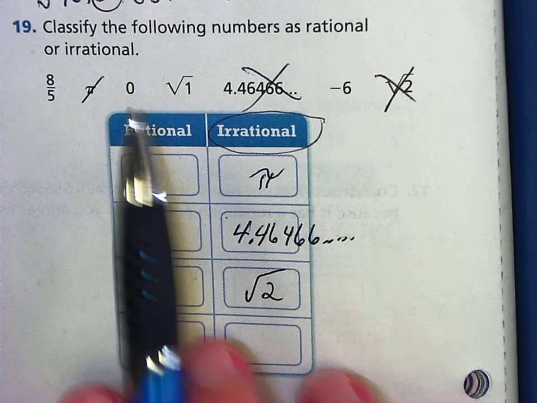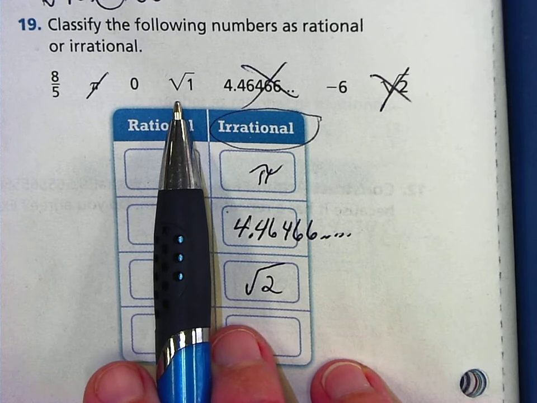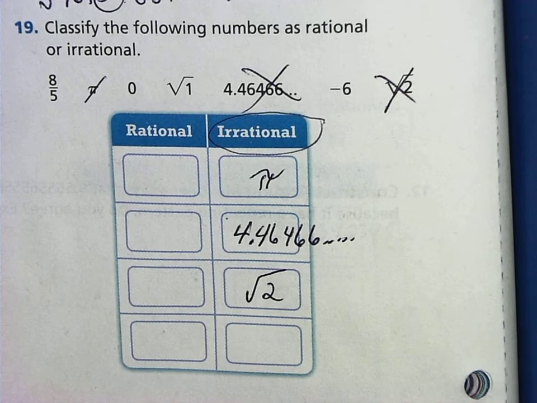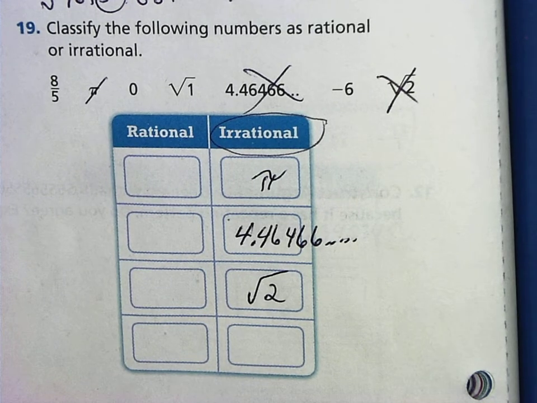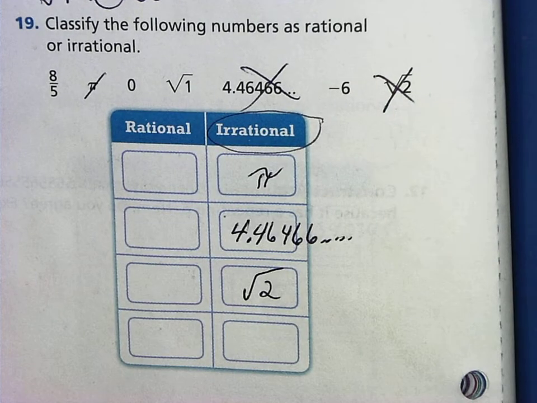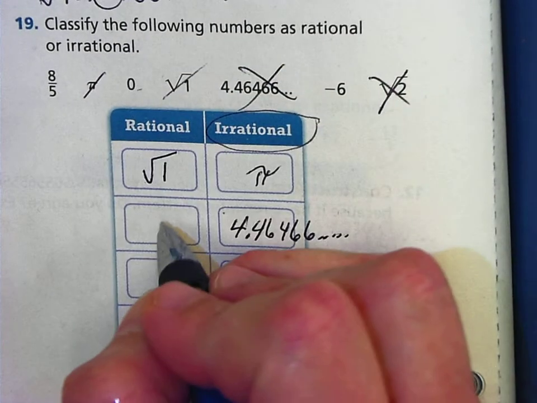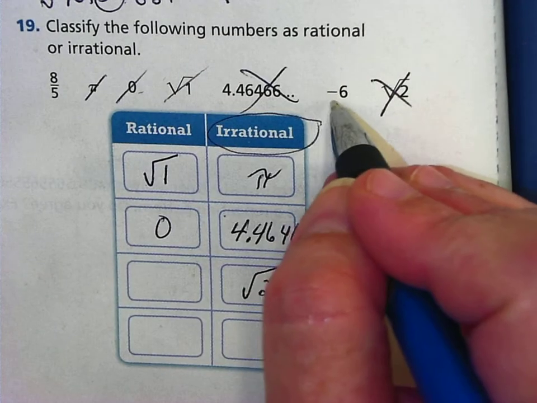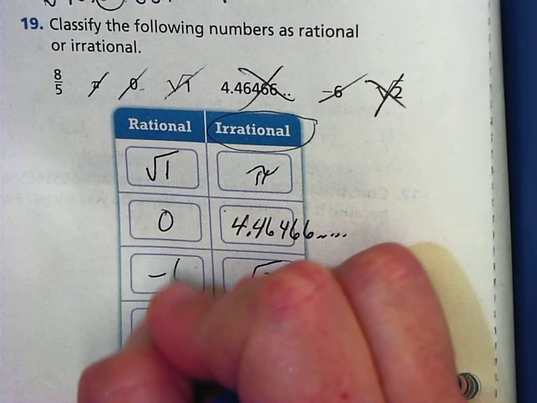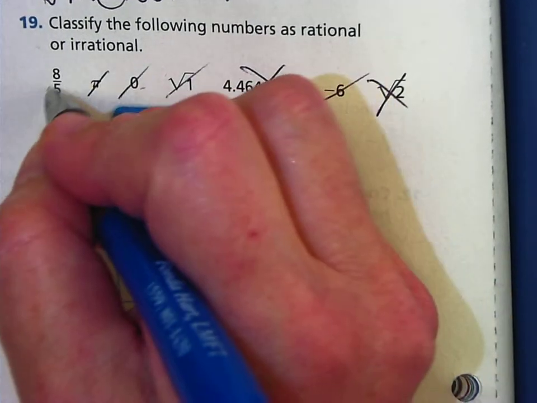Everything else is rational. Now, some of you might be saying, well, what about the square root of 1? Well, isn't 1 times 1 equal to 1? Yes, so that is a perfect square. The square root of 1 is 1. So that's a perfect square number. That's rational. Remember, 0 is rational. Any whole number, positive or negative, so negative 6 is rational. And then any fraction is rational.